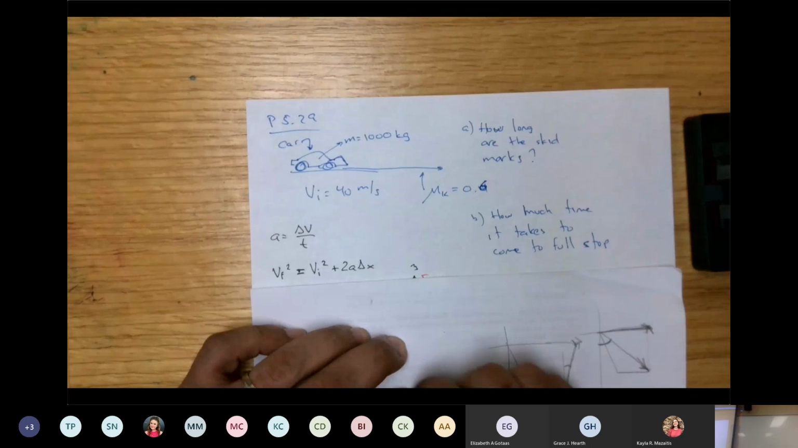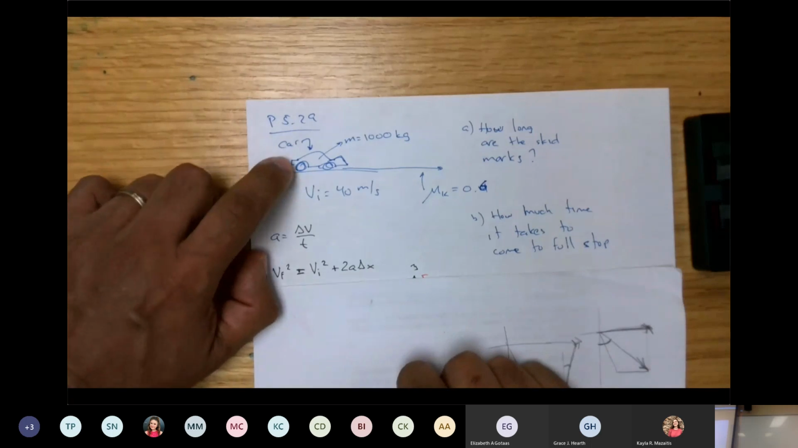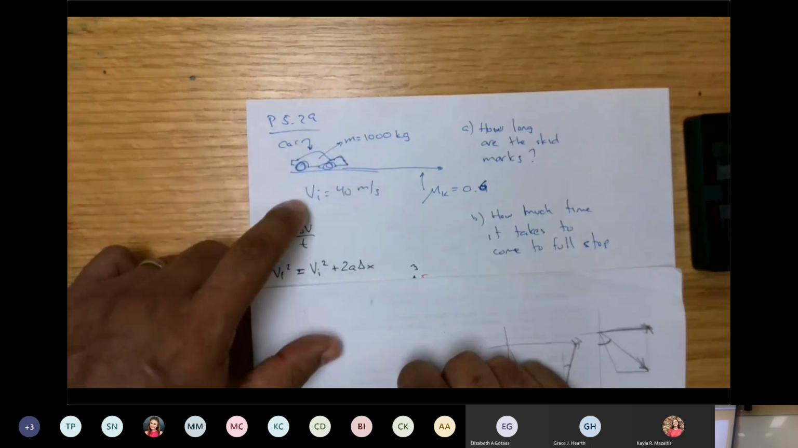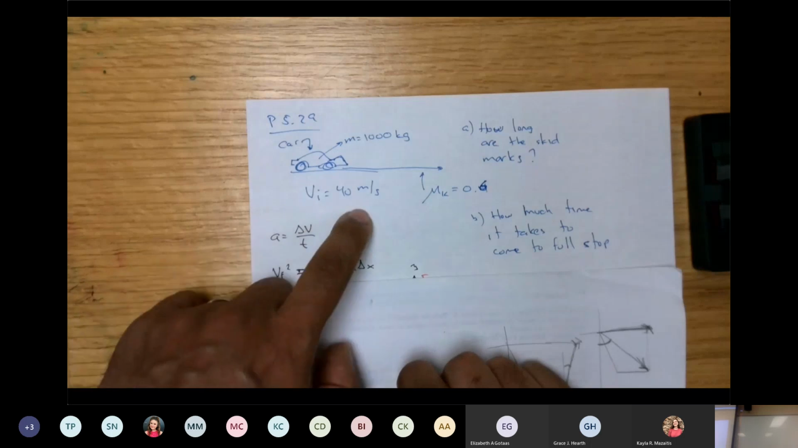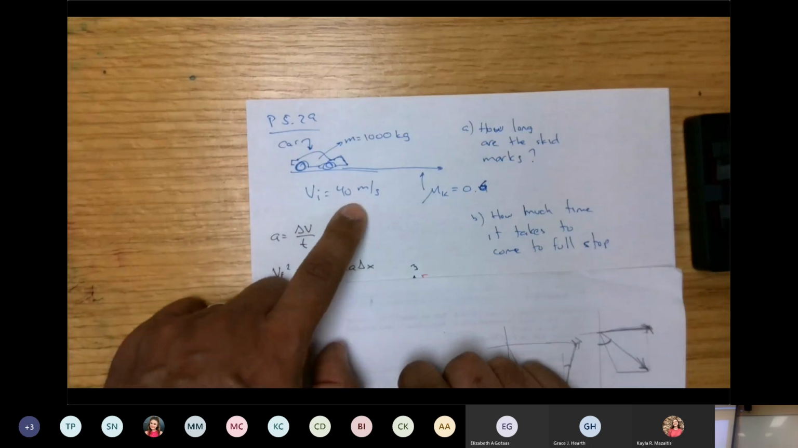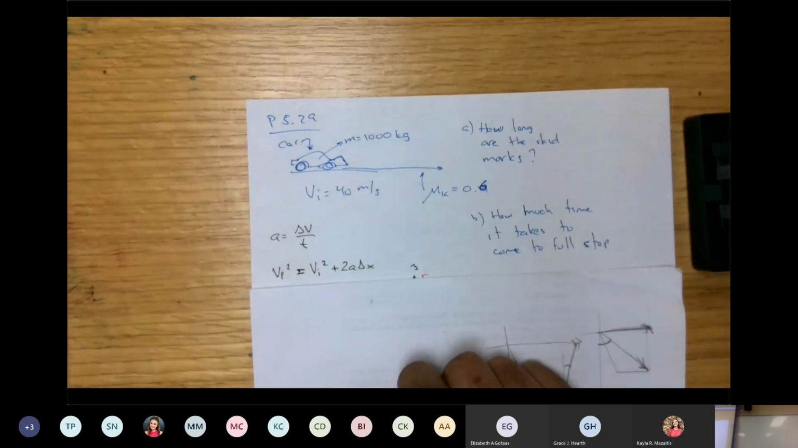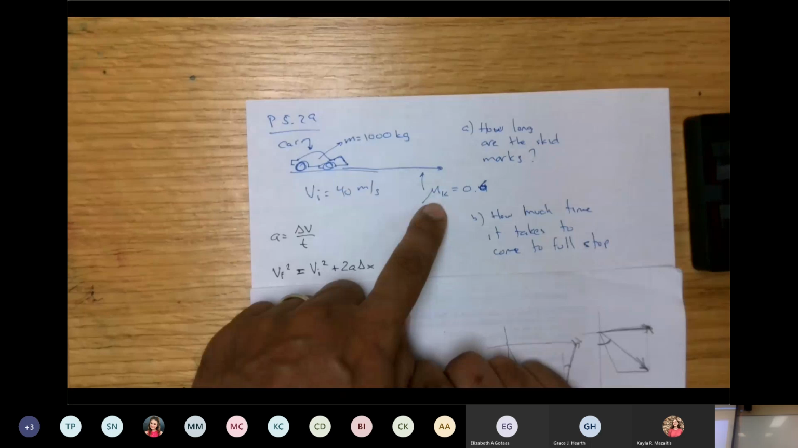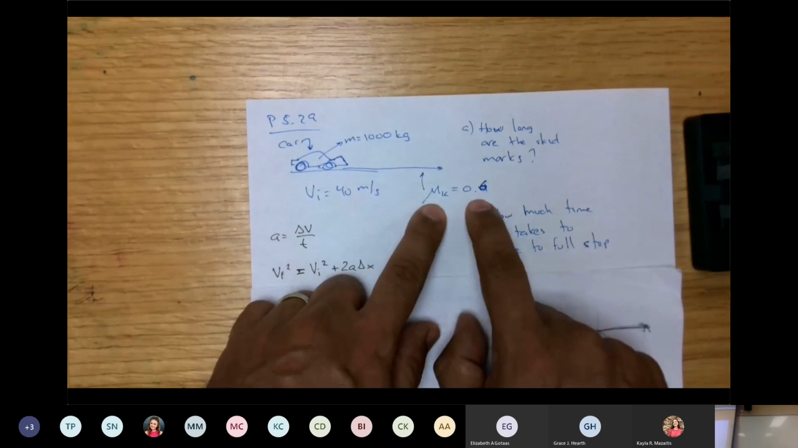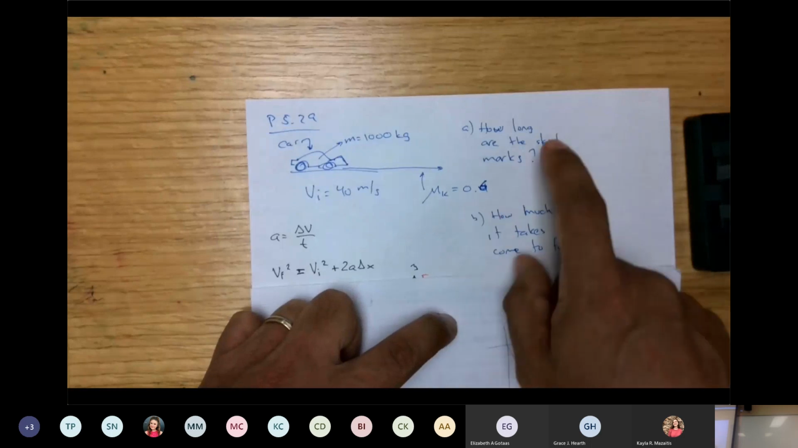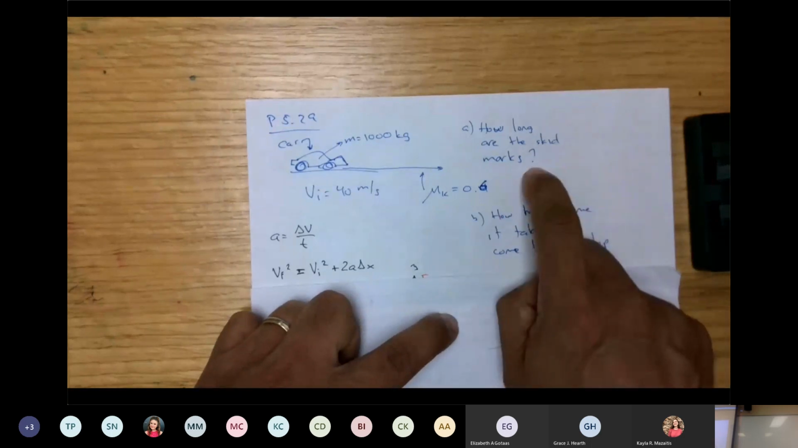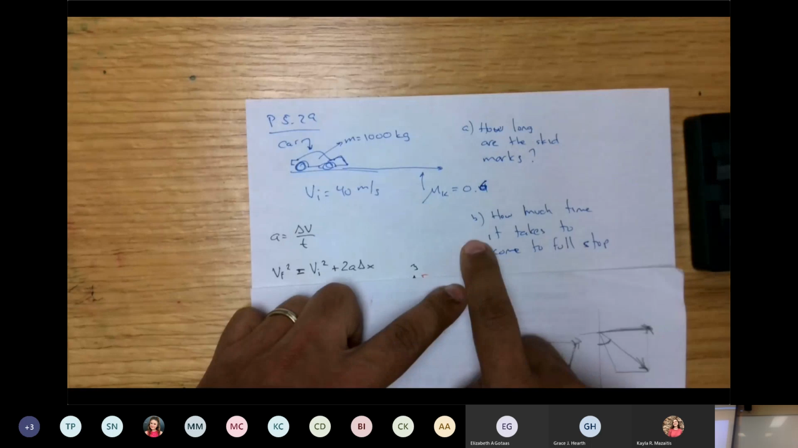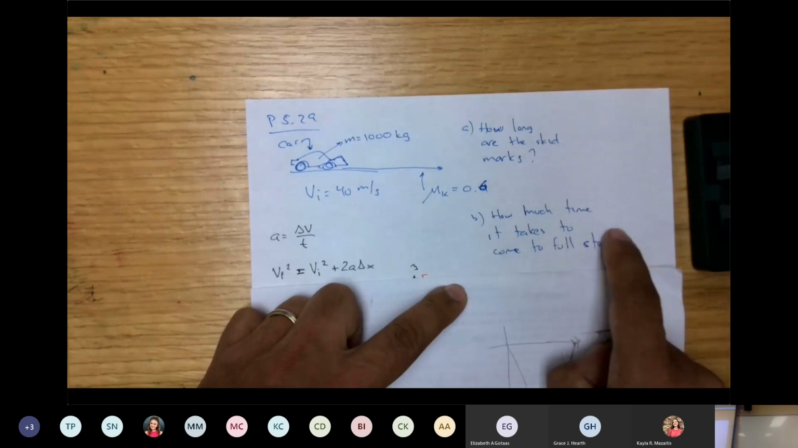So you have a car. The car has a mass of 1,000 kilograms, and it's traveling at a velocity of 40 meters per second. At one particular point, you slam the brakes, and at the moment that you slam the brakes, you are slowing down, and you're going to have a friction coefficient of 0.6. So what I want to find out is how long are the skid marks. And part B will be how much time it takes you to come to a full stop.